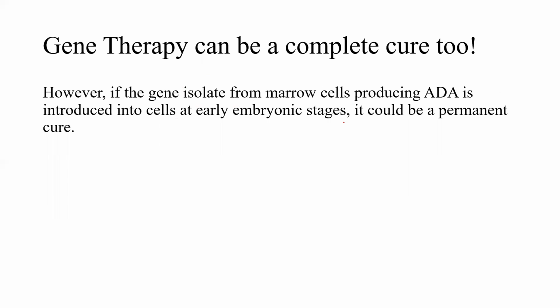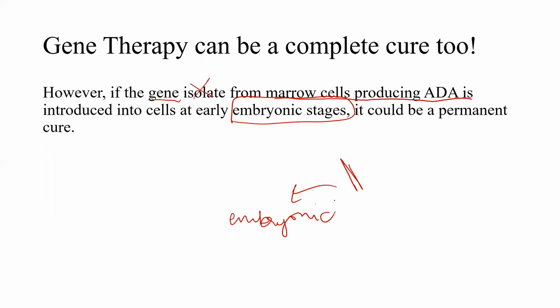But in certain cases, gene therapy can be a complete cure too. However, if the gene from the marrow cells producing ADA is introduced into cells at early embryonic stages, the stage when a baby is actually developing, it could be a permanent cure. So it's very important for the doctors to diagnose this genetic disorder in the earlier stages of pregnancy.